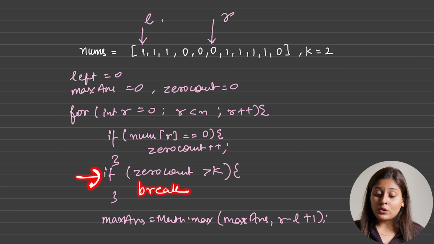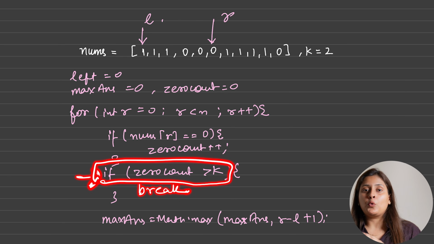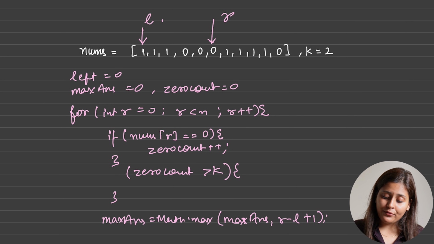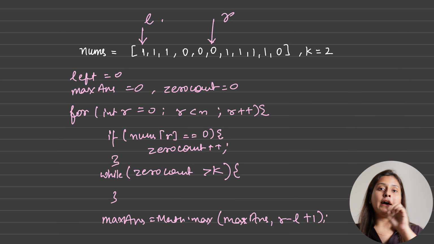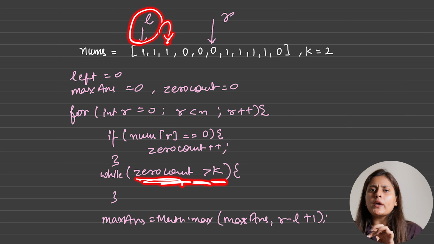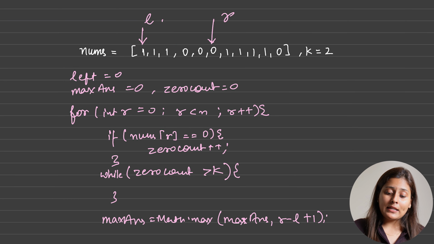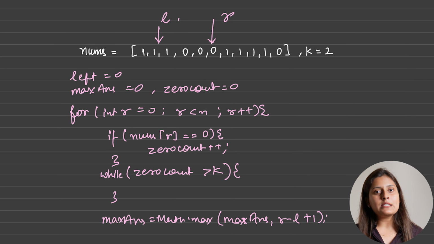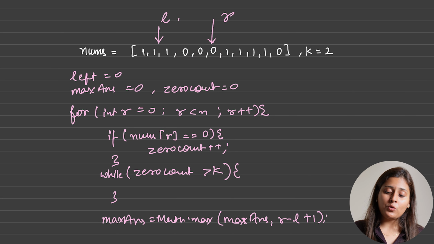But we are saying break, so this if needs to be in a while loop. Otherwise, if we write break here, the whole for loop will break. Correct? So instead of if, we will write the while loop. Another reason why we use a while loop is that we have to move this left pointer ahead until this zero count becomes equal to k or less than k. You can see that when you move the left pointer ahead, it has still not crossed that zero, and the zero count is still 3 only. So again you have to shrink this left. Again it is not less than 3. Again you will move. Correct?